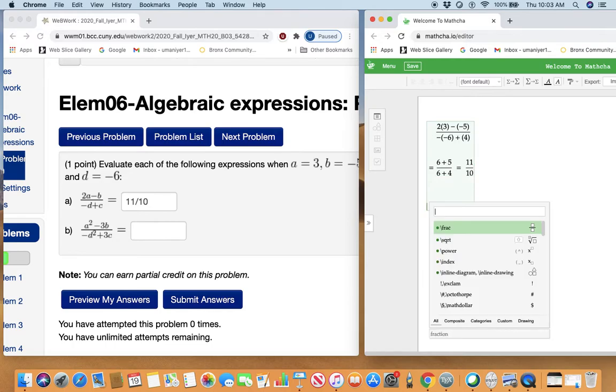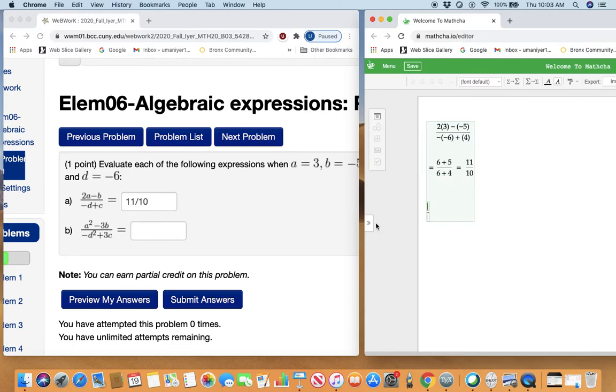Okay, so it's a fraction. Notice variable squared, variable power 2 minus 3 times variable over negative variable power 2 plus 3 times variable. Okay, make sure you replace every variable by parentheses. Now go in. A is 3. So this one is a 3.